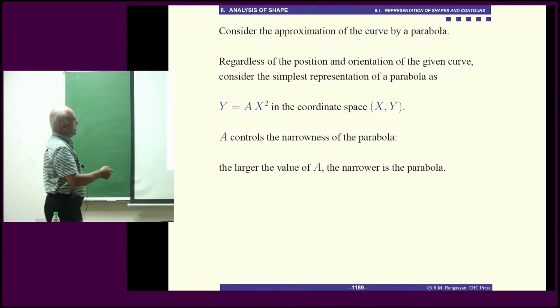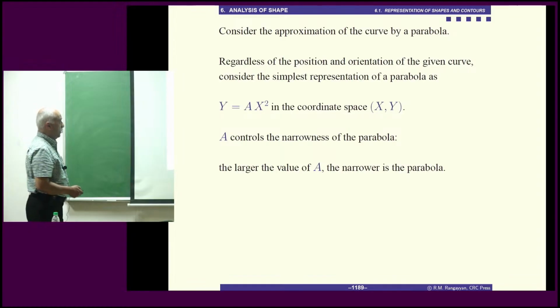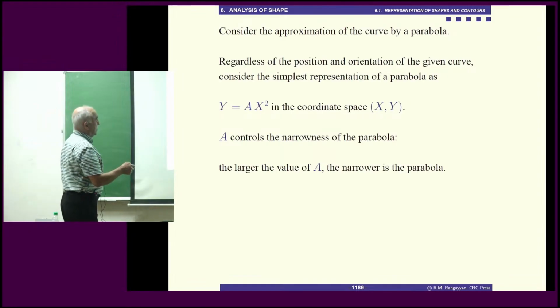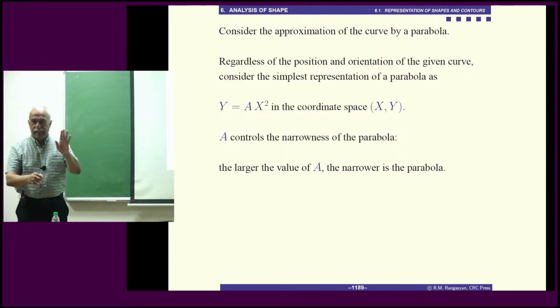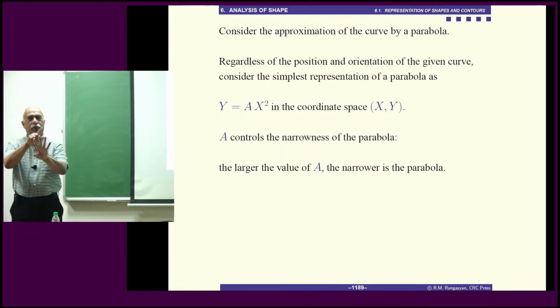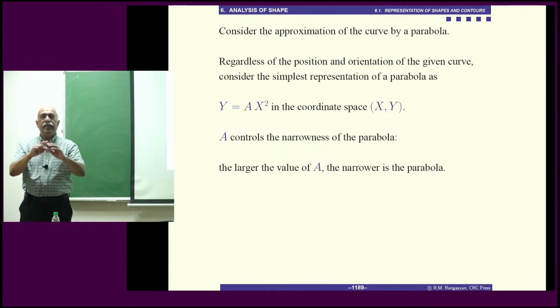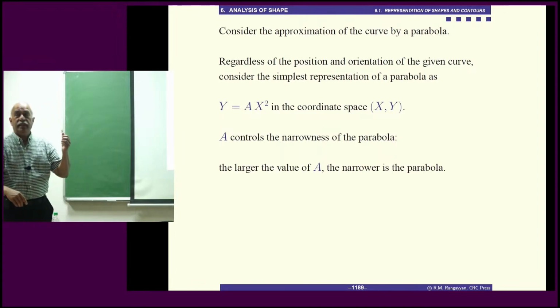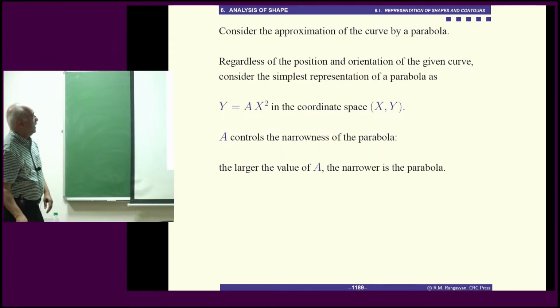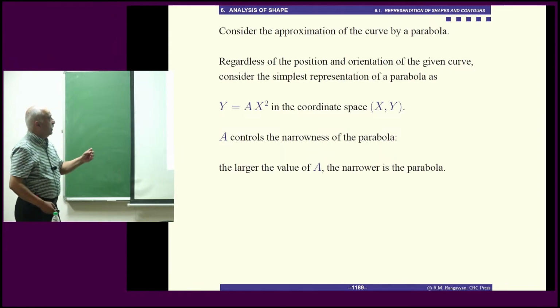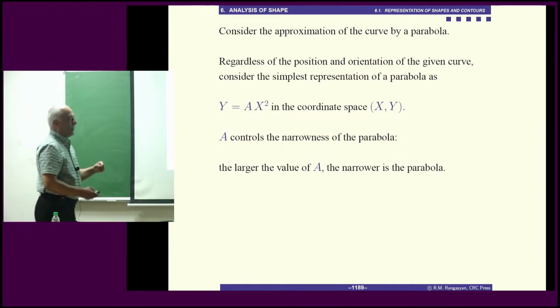The parabola is y equal to a x squared in the transformed space capital X, capital Y. A controls the narrowness of the parabola. The larger the value of A, the narrower the parabola. I mentioned that in the case of malignant tumors, we have narrow protrusions, narrow parabolas. In the case of benign masses that are macrolobulated, the lobules are big. So the value of A should be the opposite. The larger the value, the narrower, so it should be smaller.